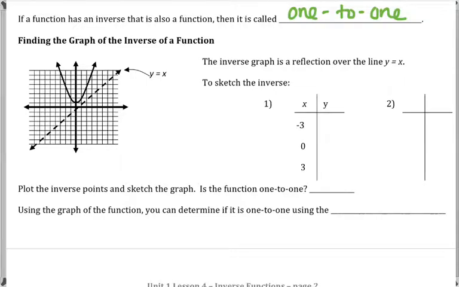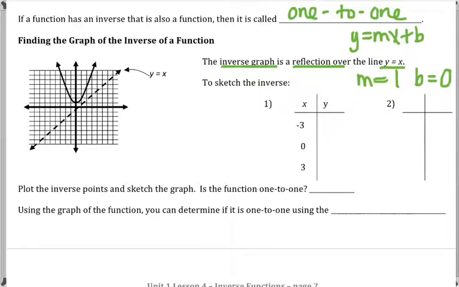Next it says if we want to find the graph of the inverse of a function, the inverse graph is a reflection over the line y equals x. Now in this line, remember we have slope-intercept form, y equals mx plus b. You'll notice that the slope of this line, the coefficient of the x, is a 1, and the y-intercept, which is added or subtracted, is a 0, because there's nothing added or subtracted here.